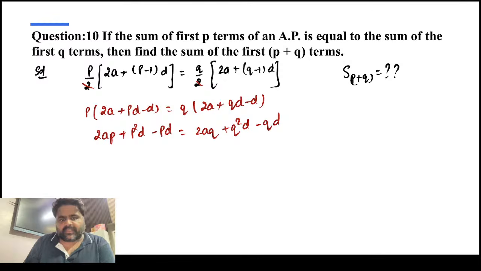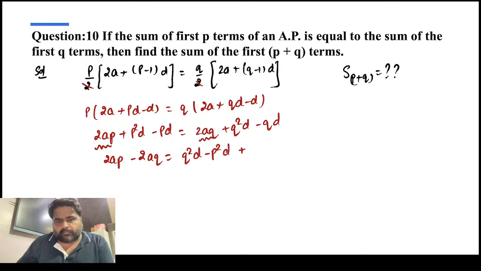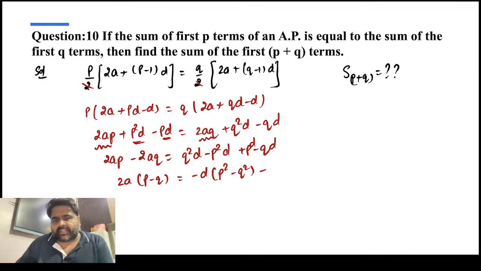Right? Any doubt, guys? Now put the terms with a on one side and the terms with d on the other side. Like a is over here, a is over here. 2ap minus 2aq is equal to q square d minus p square d, plus pd minus qd. What we have done is taken these terms to the right side, nothing else. Take 2 as common, this is p minus q. Take minus d as common, p square minus q square. Take d as common, p minus q.